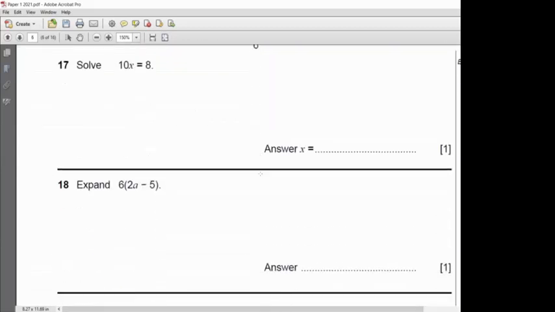Number 17, we have solve 10x is equal to 8. So remember that 10x means 10 times x. So to get rid of this 10, you'll divide by 10 on both sides. Remember, what you do on one side, you must always do on the other side. Then these two will cancel. I'll have x is equal to 8 over 10. This is 4 over 5.